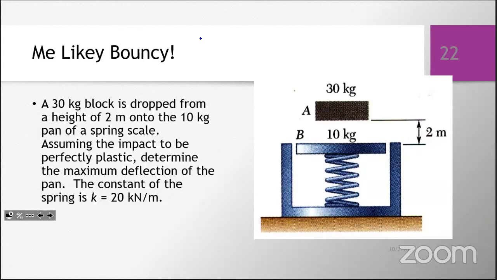So what are we thinking? What's happening here physically? Let's talk about that. What are we trying to describe? What's the first thing that happens? Let's break it down into pieces.